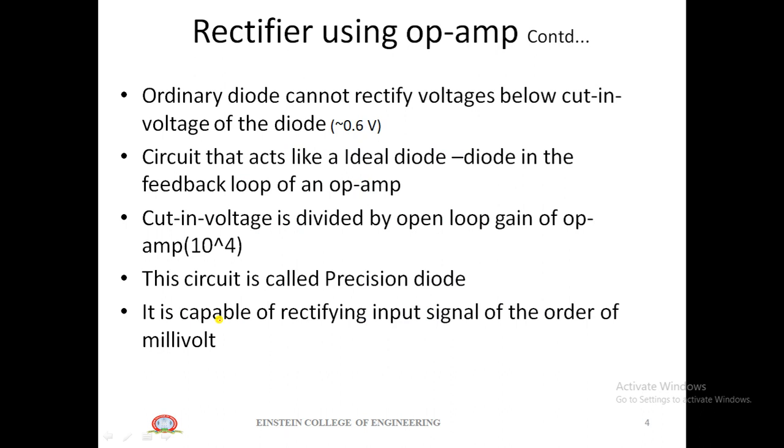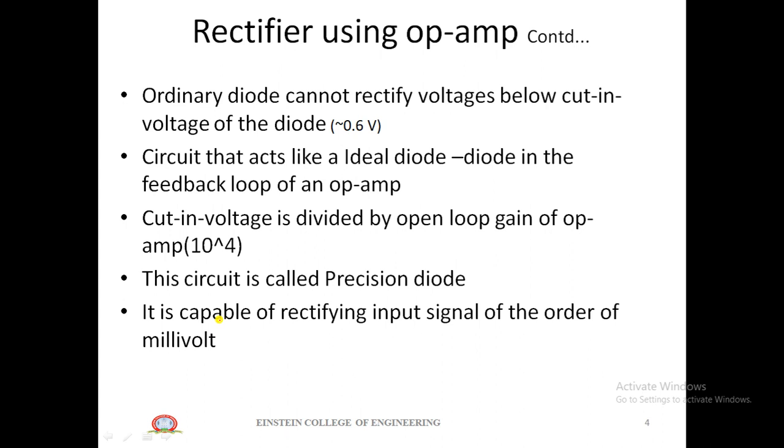An ordinary diode can rectify only above the barrier cut-in voltage, or we can say barrier voltage. We already know that in a diode there will be a barrier voltage. After that only the diode can conduct. So an ordinary diode cannot rectify below the cut-in voltage. To overcome that, we are going to have an ideal diode circuit.